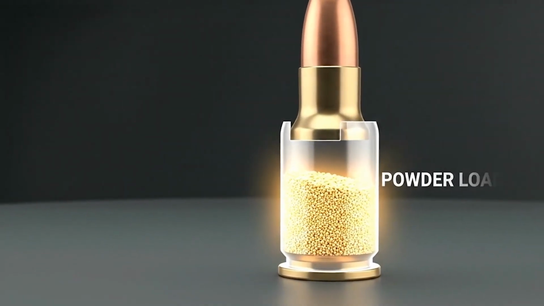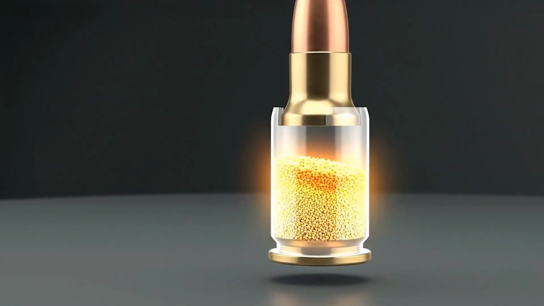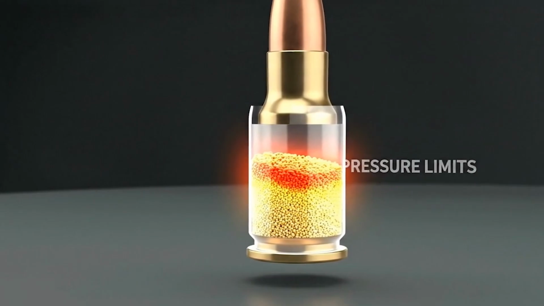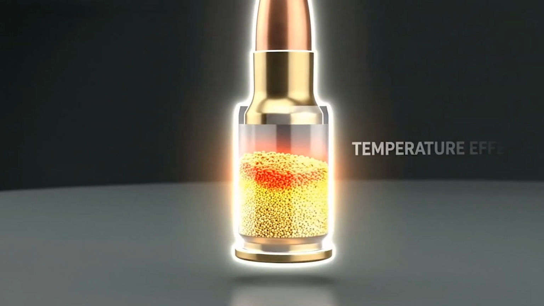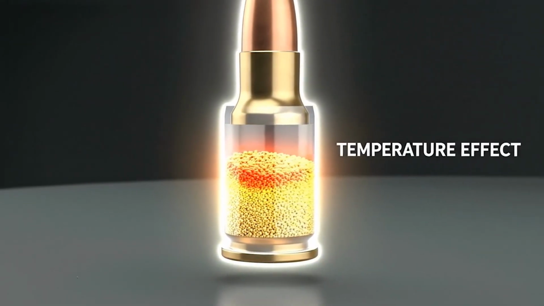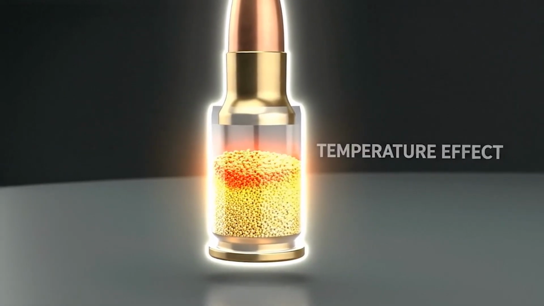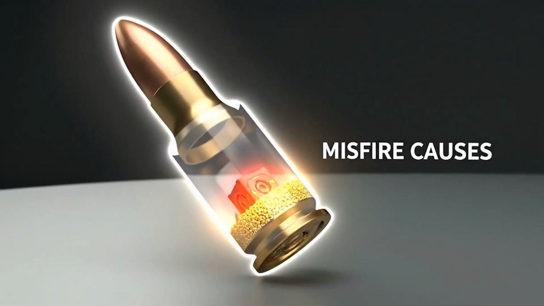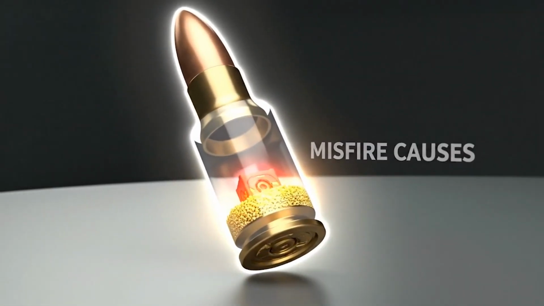Here you see the powder load. As pressure builds, we must observe these clearly defined safe design limits. As pressure builds, the thermal glow highlights the critical temperature effect area inside the casing. Here we see how high temperatures degrade the propellant, causing a failure specifically at the primer interaction zone.